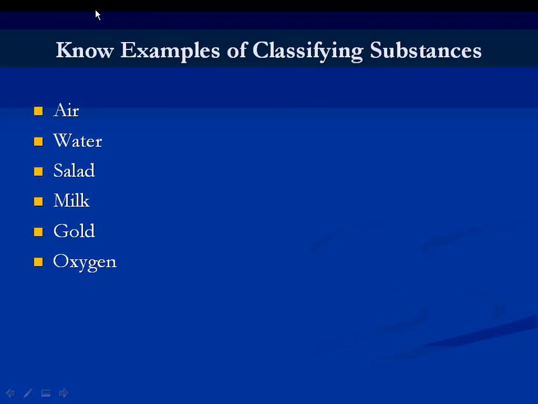All right, let's do some examples of classifying substances. So we're going to tell, is it a compound or an element? Is it a pure substance or is it a mixture? If it's a mixture, is it homogeneous or heterogeneous? So first, let's ask air.